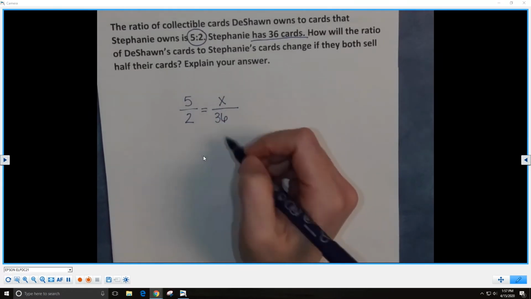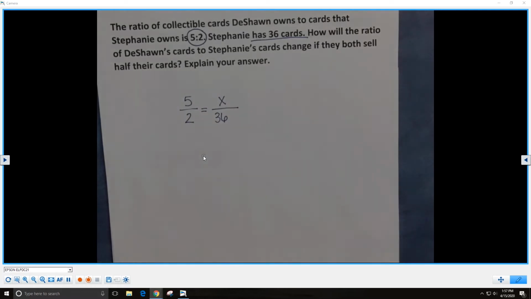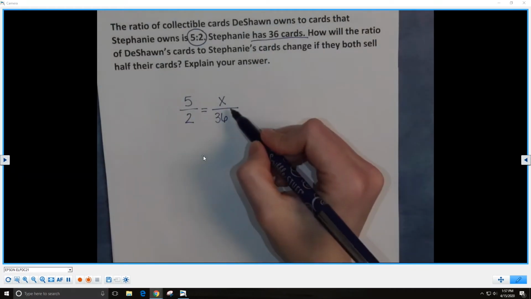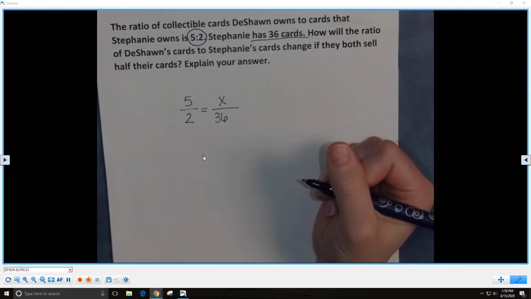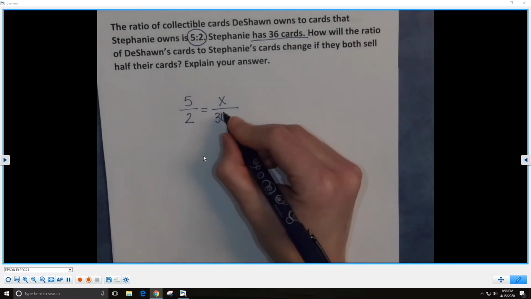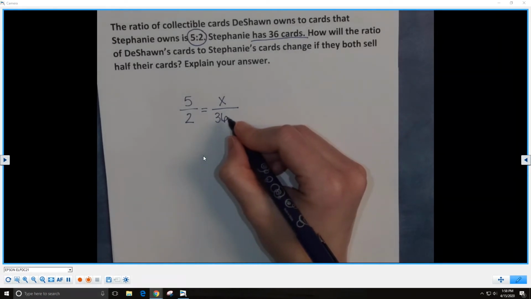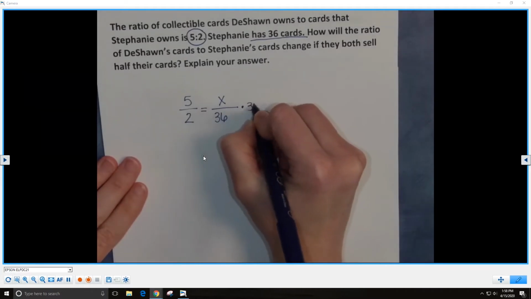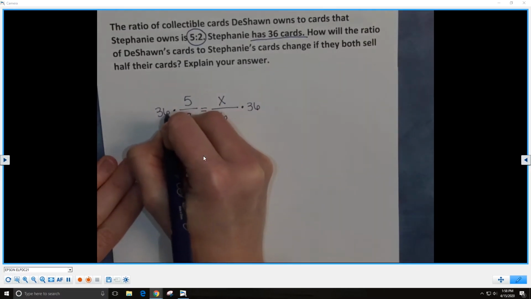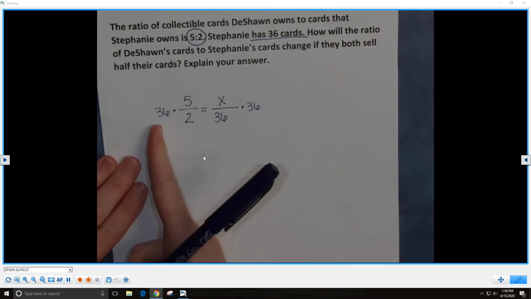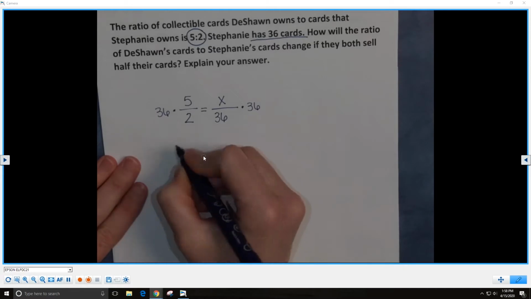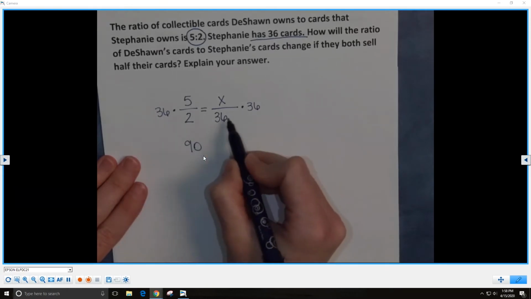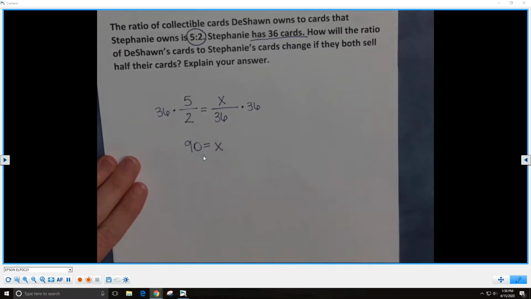How can we isolate x in this equation? Well, x is being divided by 36, and when we solve equations, we use inverse operations. So what's the inverse of dividing by 36? Right, we're going to multiply by 36. So if we multiply both sides of the equation by 36, okay, multiplying here, 36 times 5/2 is 90. And multiplying by 36 here, we get x. So 90 equals x. So using that equation, we calculated that Deshawn currently has 90 cards.